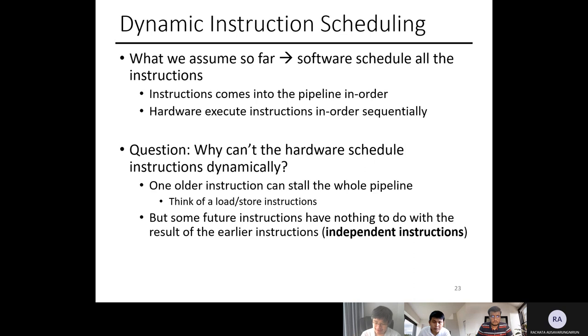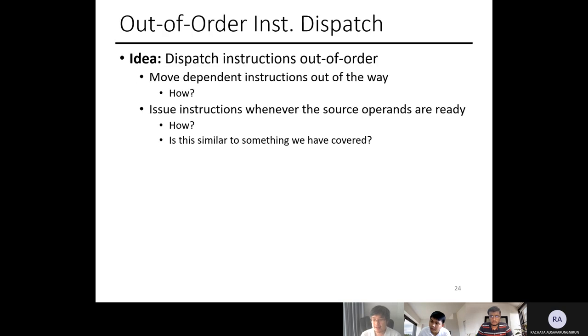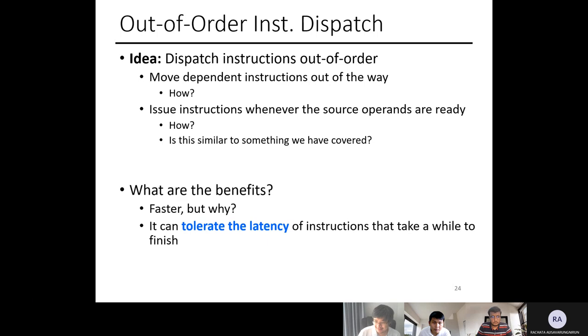It would help to figure out how you can dispatch and how you can update. The idea is not just retiring in order and executing out of order. We do this way earlier, in the decode. Whenever we have to dispatch an instruction, we can dispatch out of order and move dependent instructions out of the way. How? We issue whenever we have the source operands ready. The benefit is that it's going to be faster, because this basically imitates data flow. Whenever I have the data, I start running it right away, so hopefully I finish everything faster. The latency of instructions that take a while to finish, let's say a load or a store, can block your path. Out-of-order dispatch allows you to cut the queue.